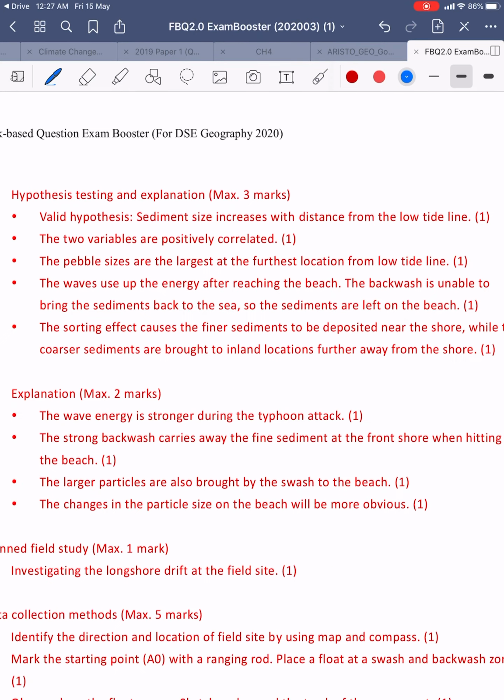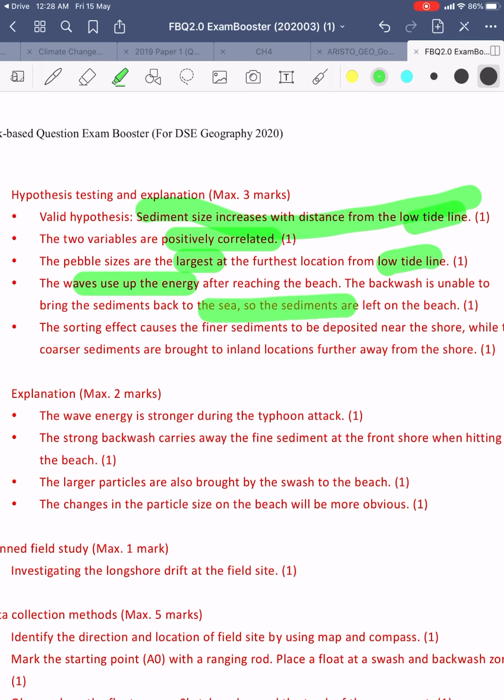It's always like this. Okay. But what should you do? You can quote the data and tell me the relationship. It is positively correlated. The hypothesis is valid. And then you can tell me with the numbers, and then give me some explanation.